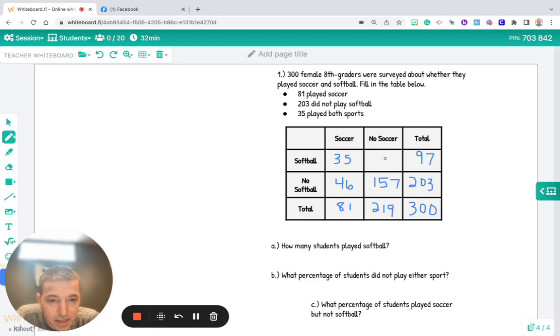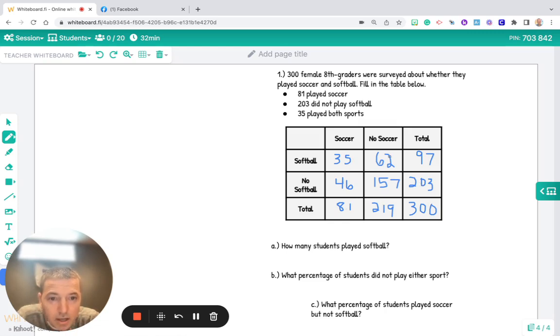And there's two ways I can get this one. I can either go across or I can go down. So let's go across. So I know 35 plus this box has to make 97. So I can do 97 minus 35, and that's 62. If you wanted to check it, going across should add up. So 35 and 62 make 97, 46 and 157 make 203, and 81 and 219 make 300.